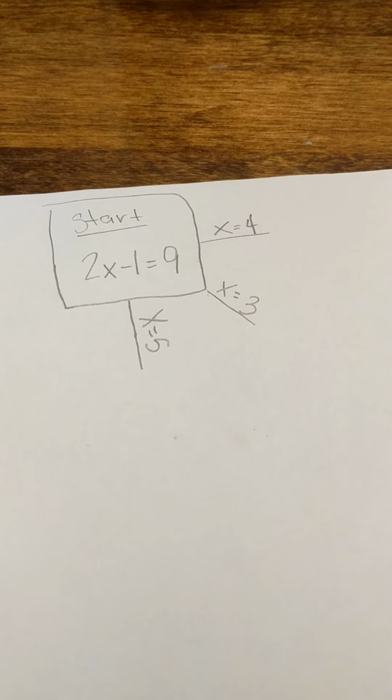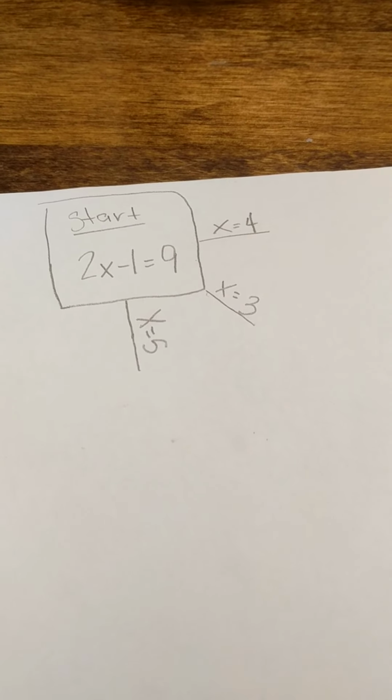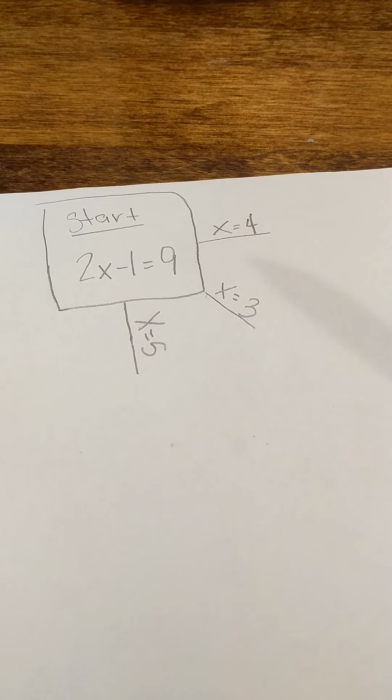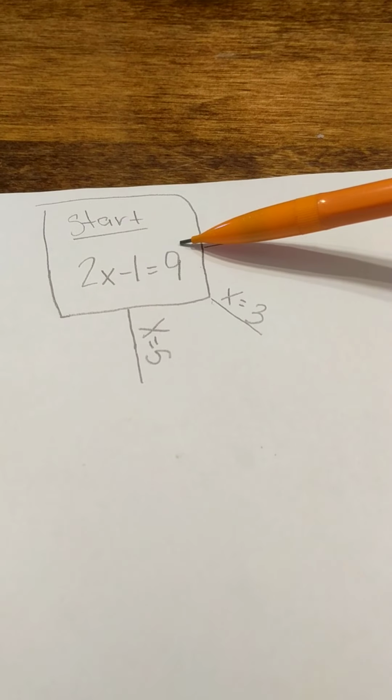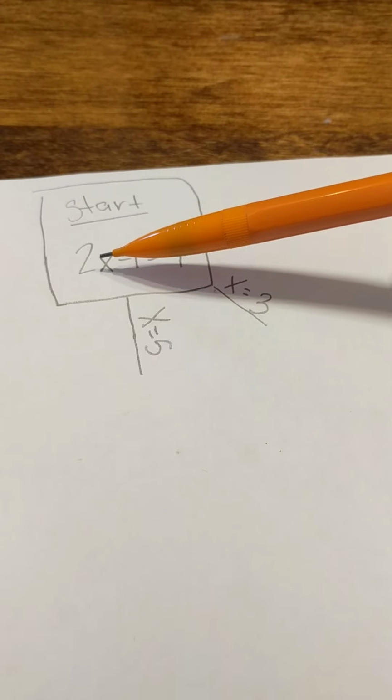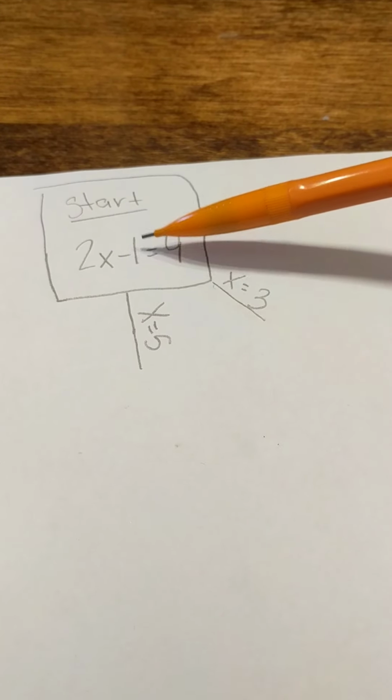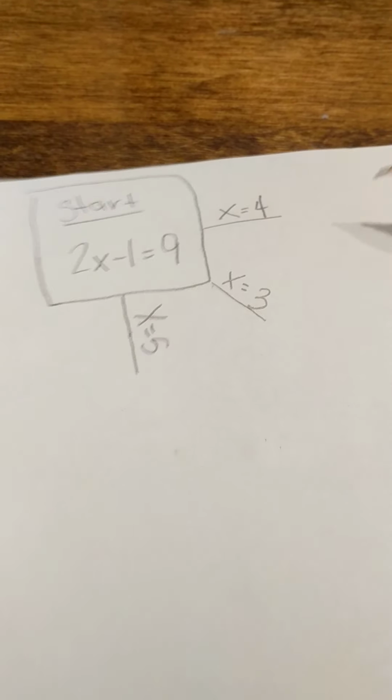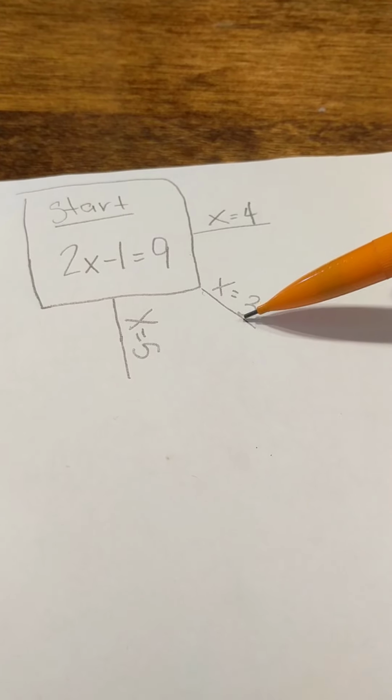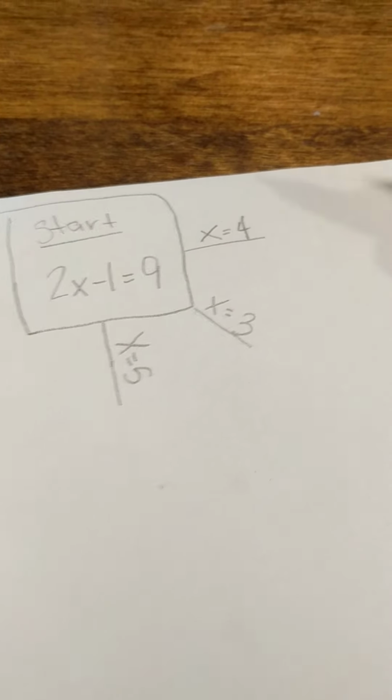Okay, on today's assignment, it was solving multi-step equations. And so we start with the block that says start. And so it's 2 times x minus 1 equals 9. And then it gives us 3 different choices of which one would be the answer.